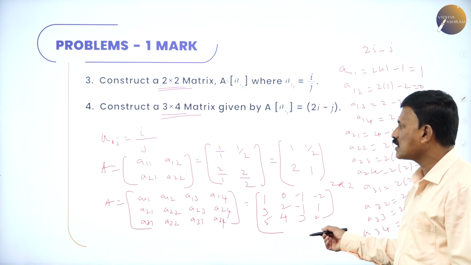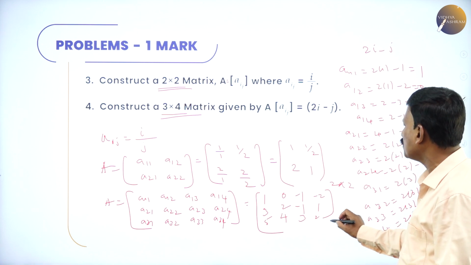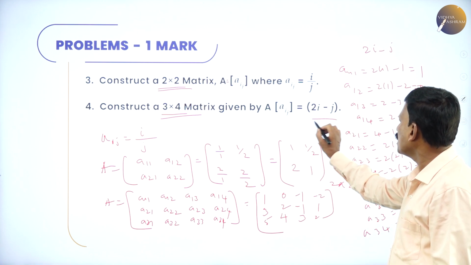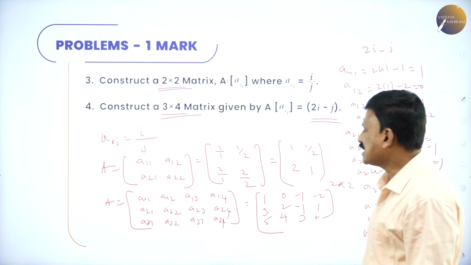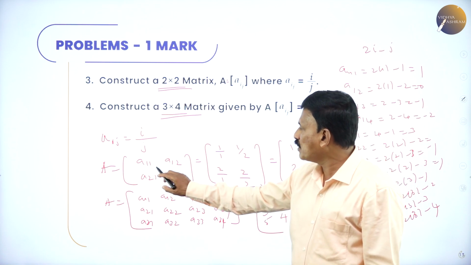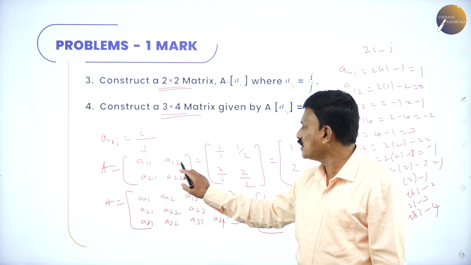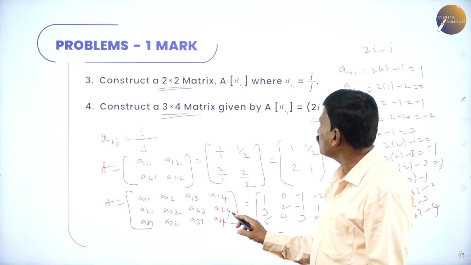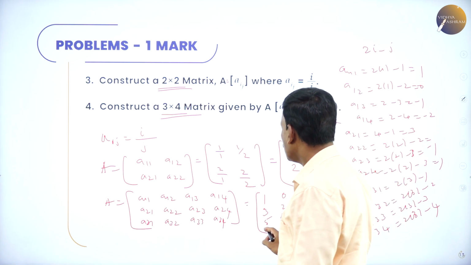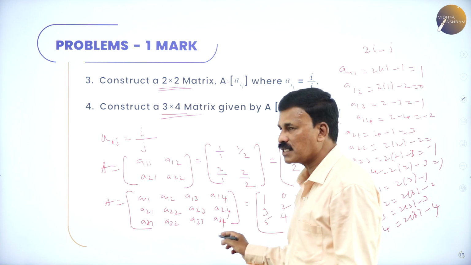So this is the construction of the matrix 3 cross 4, whose elements are of the form 2i minus j. So what is the important thing is, you should be familiar with writing these elements A11, A12, A21, A22 for 3 rows and 4 columns like this.